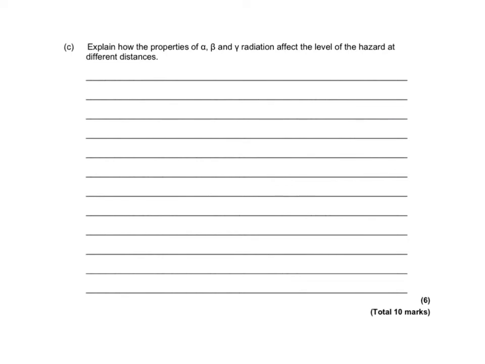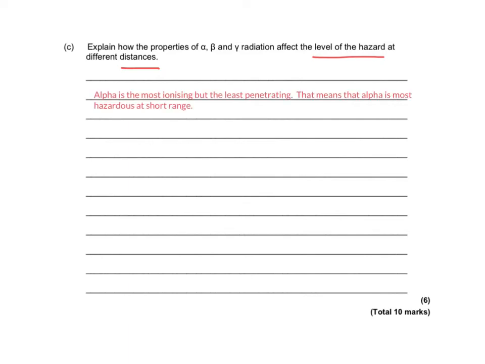So what we're moving on to next is part C, and it's a 6-mark question. It wants you to explain how the properties of alpha, beta, and gamma radiation affect the level of the hazard at different distances. So let's get the key thing here. It wants us to talk about distances and the level of hazard for alpha, beta, and gamma. So we want to take each one in turn, alpha, beta, and then gamma, and discuss the level of hazard at different distances.